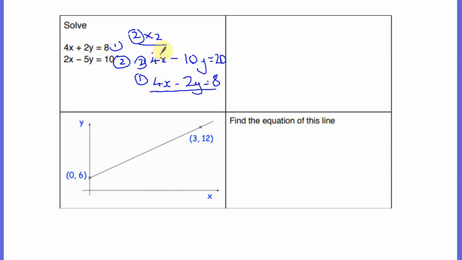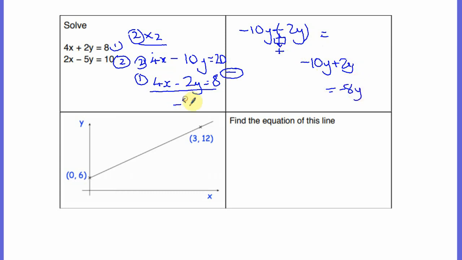I can get rid of the x's here if I subtract these equations from each other. So if I do 4x take away 4x, that gives me 0. Minus 10y minus, sorry, negative 2y. This is quite a difficult example, this one. But remember, when we subtract a negative number, that becomes a positive. So it's actually saying minus 10y plus 2y. So that's going to be minus 8y. So minus 8y. And then 20 take away 8 is 12.